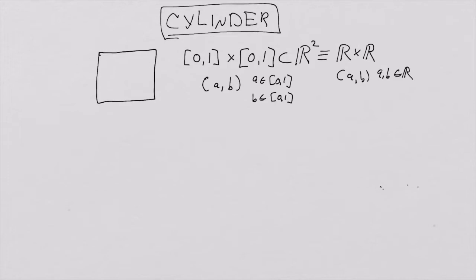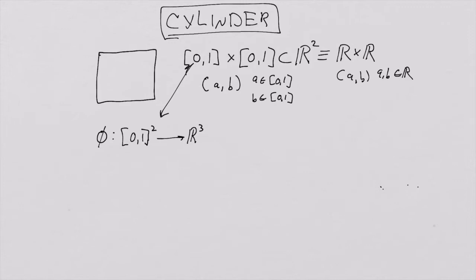Now we are going to introduce a map. We're going to call that map phi, and phi is going to be a map from the closed interval [0,1] squared, which is what that is, the same thing, and it's going to be a map into R3. And this map is actually going to be our cylinder.